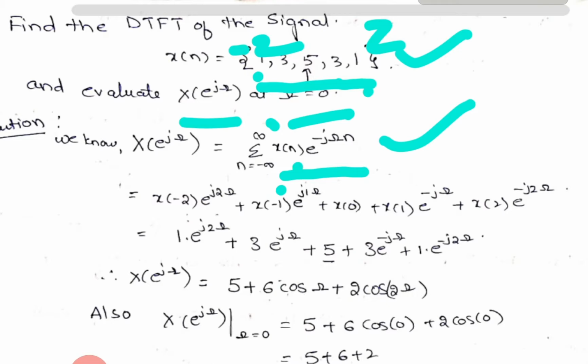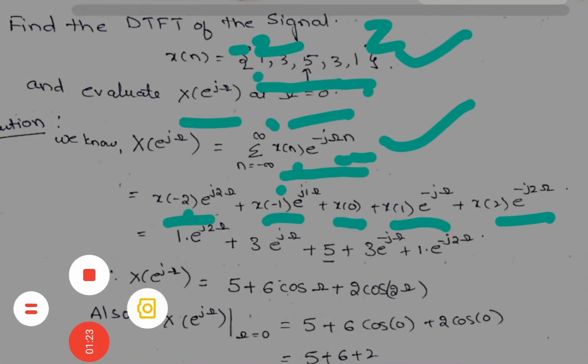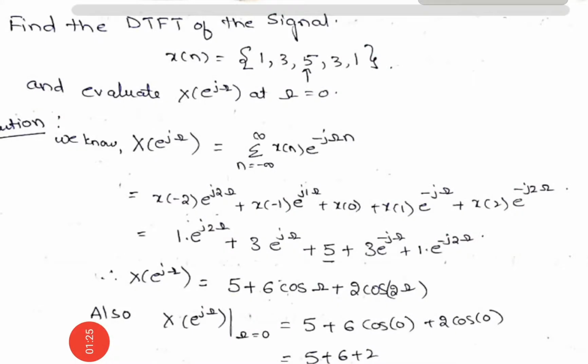Therefore x of minus 2 e raised to minus 2 j omega. In place of n substitute minus 2. Here these terms you get for minus 1 and 0, x of 1 and x of 2. But x of minus 2 is given as 1, x of minus 1 is given as 3, and x of 0 is 5, x of 1 is 3, and x of 2 is 1.